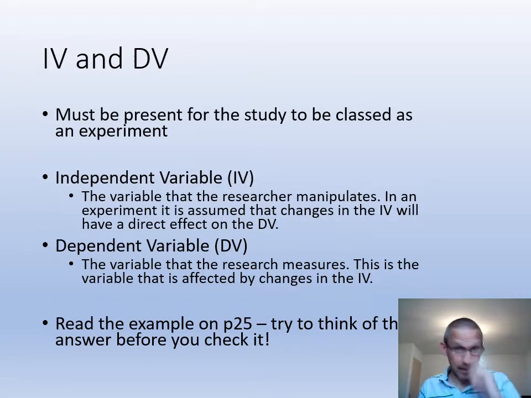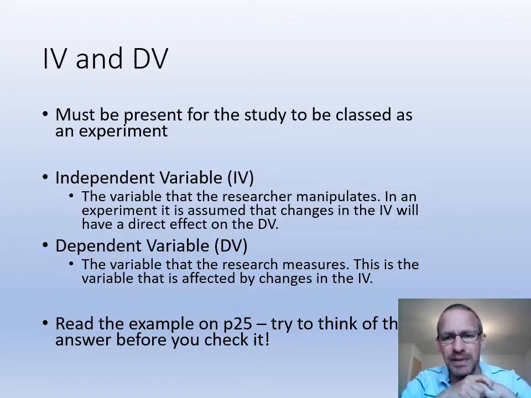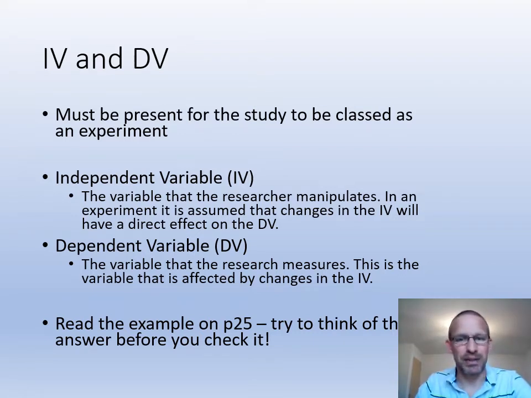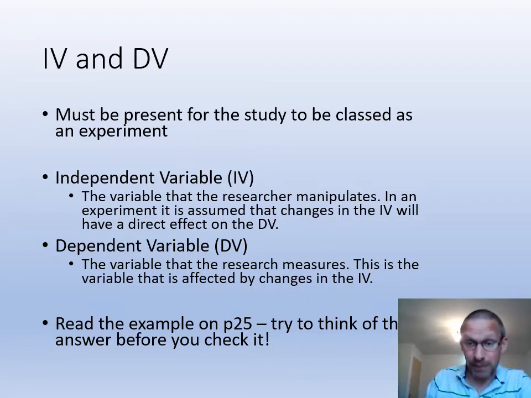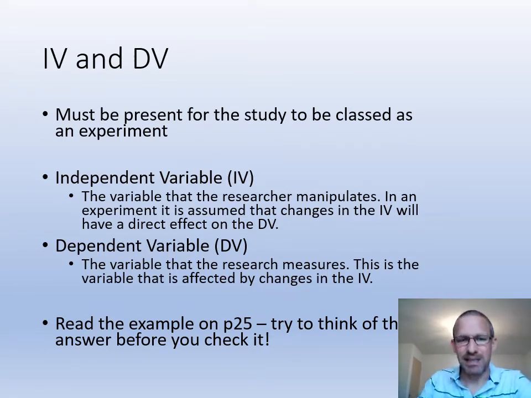IV and DV, independent variable, dependent variable, they've got to be there. If it's not there, if you can't identify conditions, the IV, then it's not an experiment, it's something else. So the independent variable is what you're directly manipulating. It's what you're changing between the conditions, and in an experiment you're assuming that your changes in the IV will affect the DV, the dependent variable that you're measuring. So the IV is what you manipulate, what you change between the conditions. The DV is what you're measuring, and in an experiment you're assuming that any changes in the dependent variable were due to your manipulation of the independent variable.